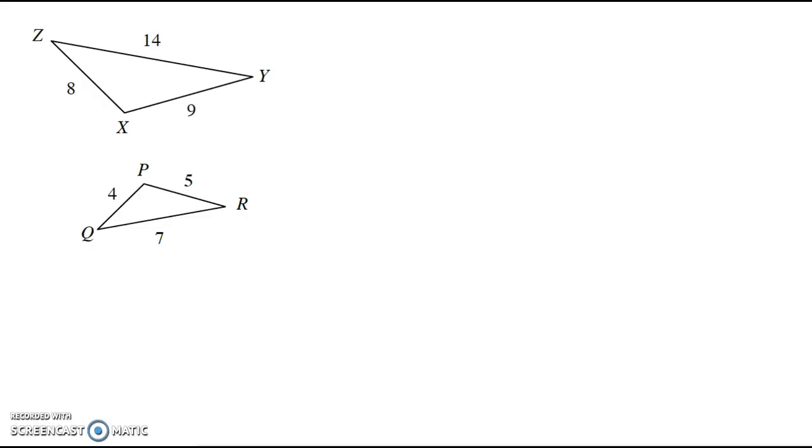Okay, so how do we know what sides? It looks like we don't have any angles at all. So we can't use angle because we don't know any angles. We can't use side-angle-side because again we don't know any angles. So it's going to have to be side-side-side similarity. So let's match them up here.